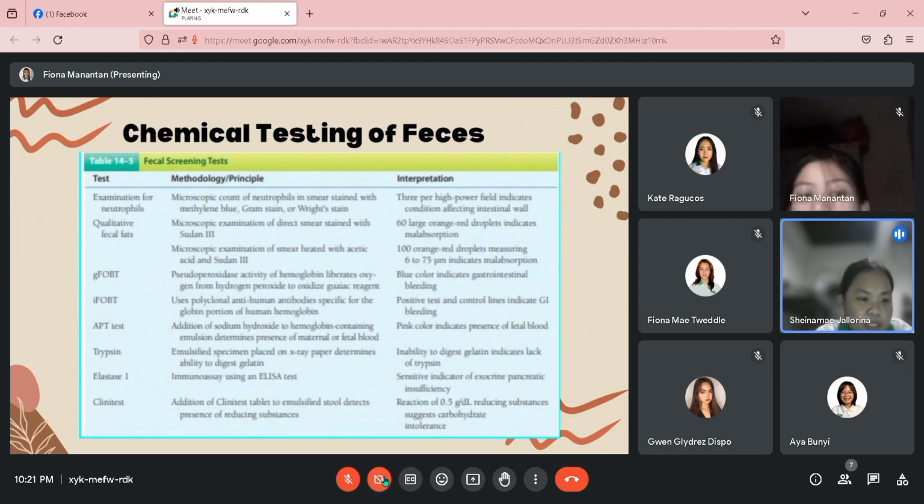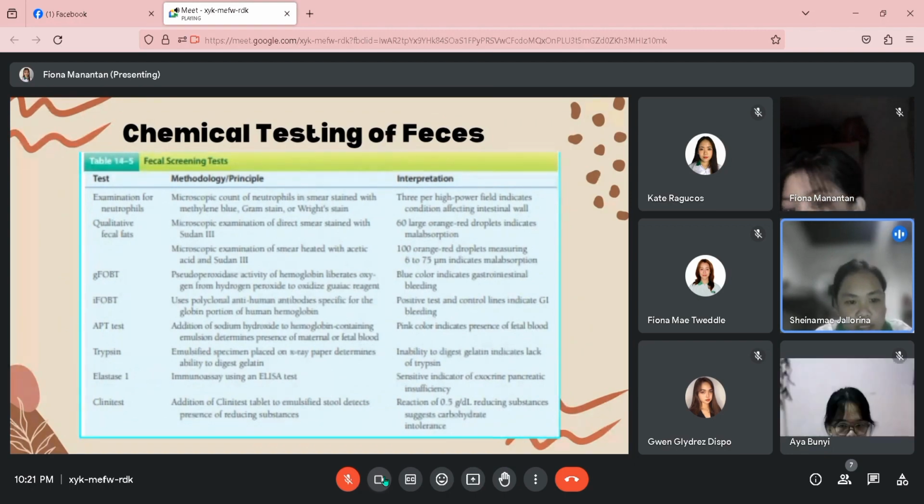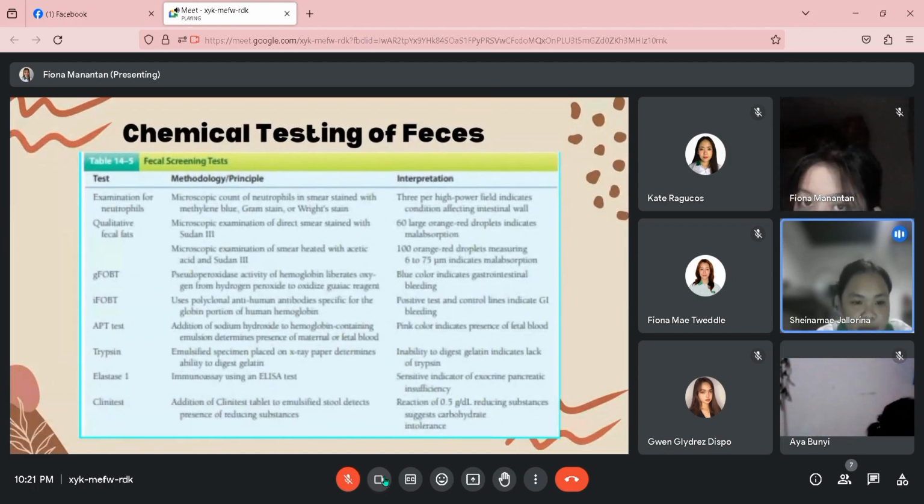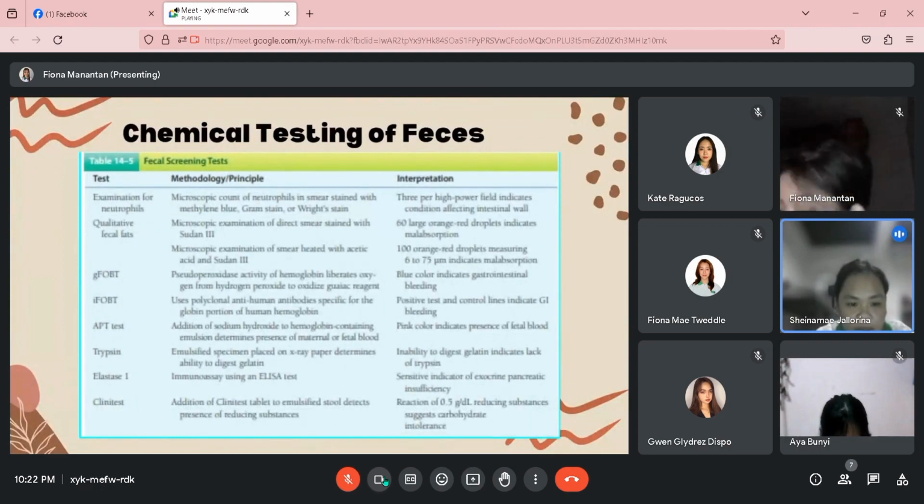The next one is qualitative fecal fats: microscopic examination of a direct smear stained with Sudan 3. Interpretation: 60 large orange-red droplets indicates malabsorption. Microscopic examination of a smear heated with acetic acid and Sudan 3. Interpretation: 100 orange-red droplets measuring 6 to 75 micrometers indicates malabsorption.